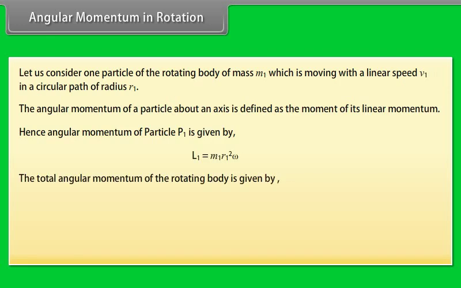The total angular momentum of the rotating body is given by L is equal to L1 plus L2 plus so on till Ln. By putting the value of L into above equation, we get L is equal to m1 r1 square omega plus m2 r2 square omega plus so on till mn rn square omega. Thus, we get the result. L is equal to I omega.